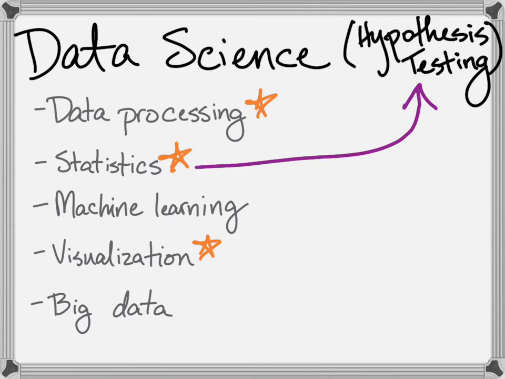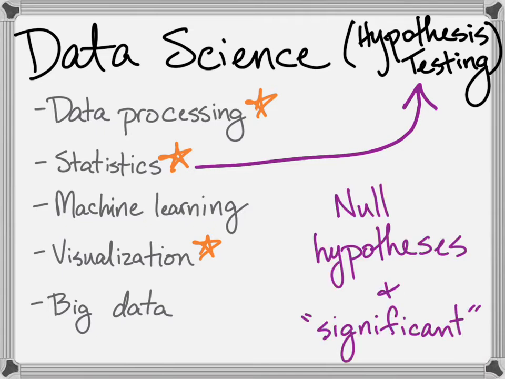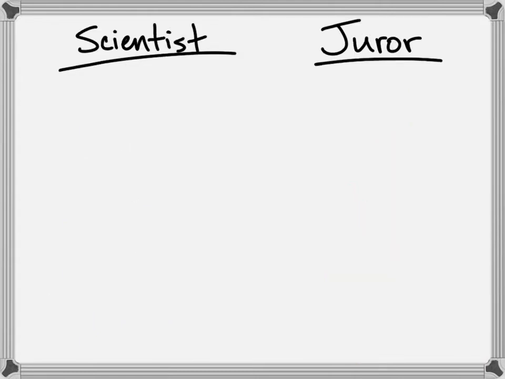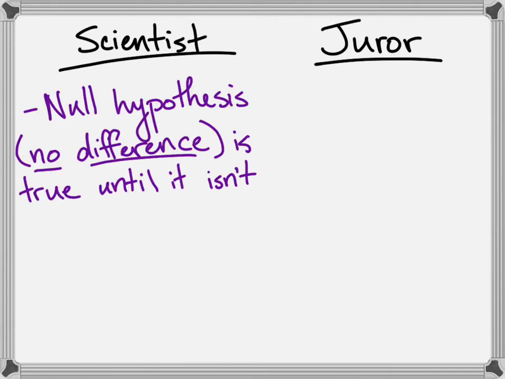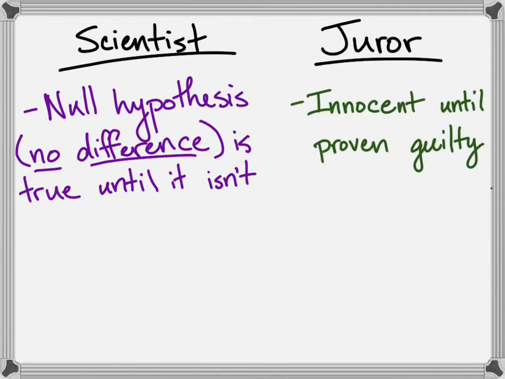Our goal is to understand null hypotheses and this pesky word that we often see in papers, significant or significance. My favorite analogy for null hypotheses is that scientists are like jurors. Scientists believe the null hypothesis of no difference between their treatment groups is true until they prove it is not true, just like jurors are supposed to believe innocent until proven guilty.